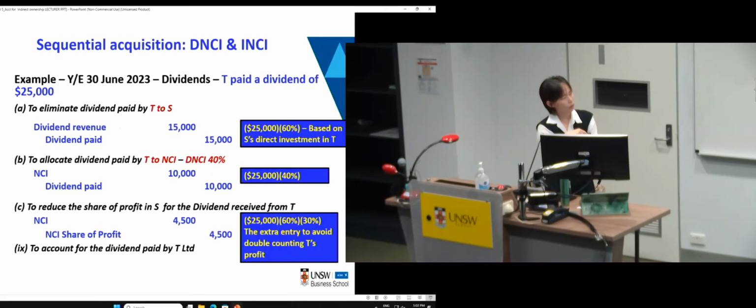Now, things a bit more complicated when T, as a grandchild company, paid dividend. Now, you can see T paid a total dividend of 25,000. Because S owns 60% shares in T, therefore, S would recognize 15,000 dividend revenue in its accounts. And because the payment of dividend is from T to S, and they are in the same group, the dividend revenue recognized by S Limited is an intra-group dividend revenue, which is required to be eliminated for consolidation purpose. So simply debit intra-group dividend revenue 15,000, credit dividend paid.